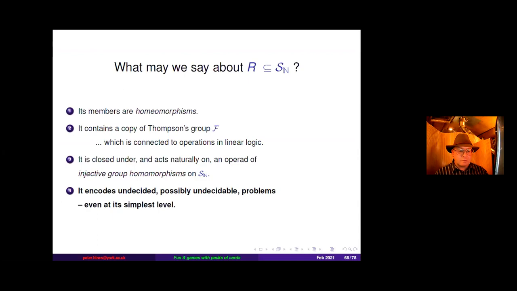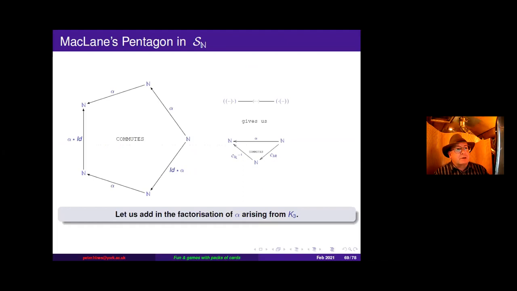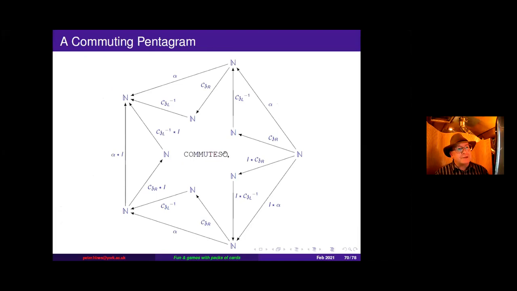Okay, well, let's go back to Mac Lane's pentagon, again simply over the symmetric group on the natural numbers. And let's take this and add in the factorization of alpha in terms of deleting and adding brackets that we saw earlier. Now, the fact that our star is a homomorphism tells us that we can replace identity star alpha by identity star this composite. So let's add in these things and get another commuting diagram.